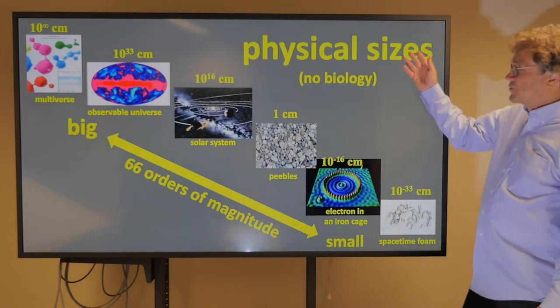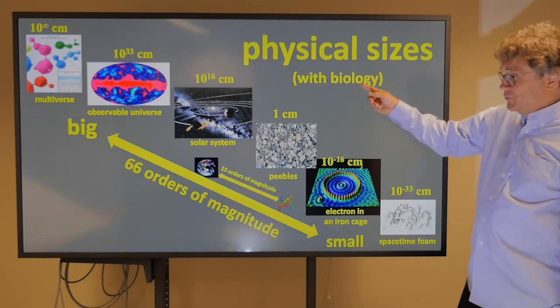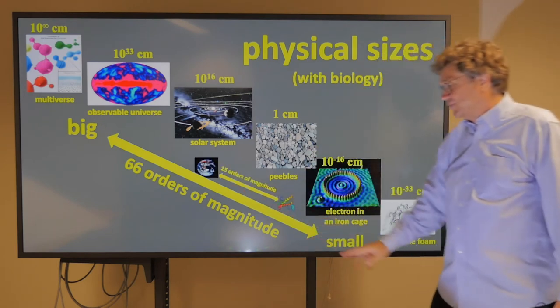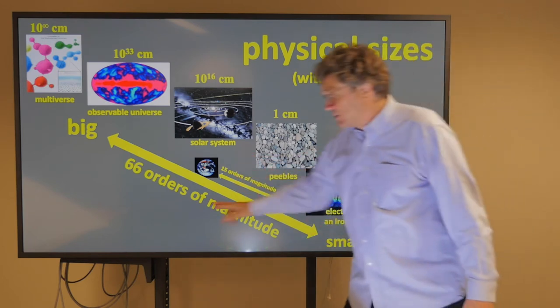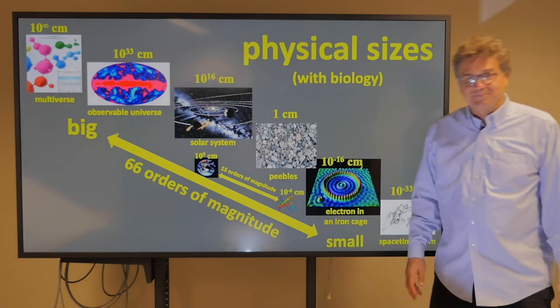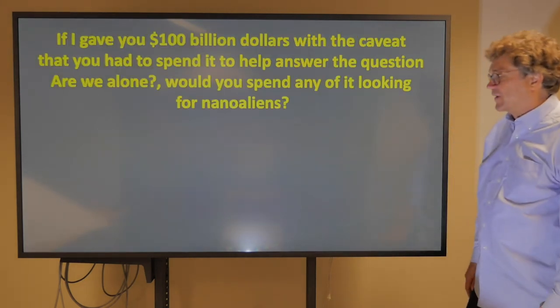So here are the physical sizes without biology. Let's add biology, and then with biology, you get 15 orders of magnitude from about here to here. So it's much smaller. 15 is much smaller than 66. Yeah, from prions down here to life, to the Gaia.